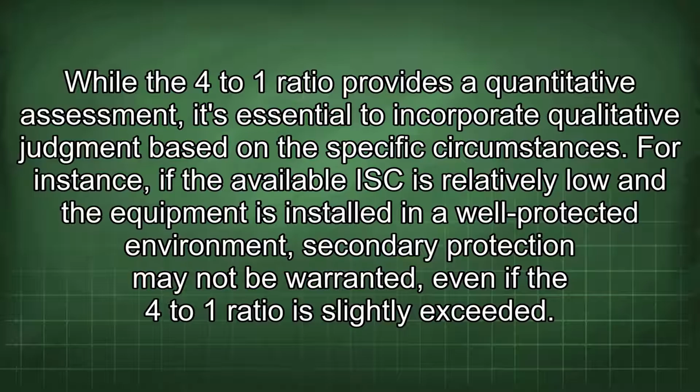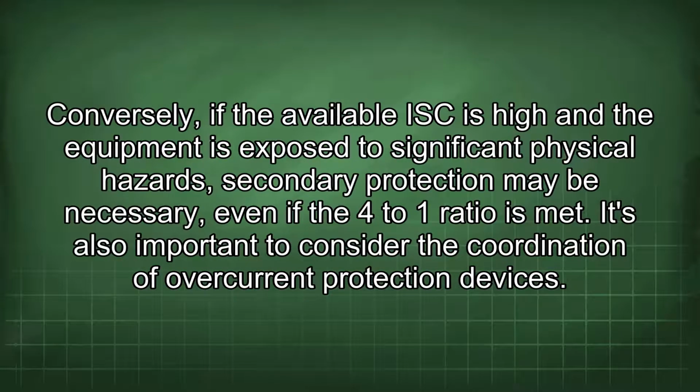While the 4:1 ratio provides a quantitative assessment, it's essential to incorporate qualitative judgment based on the specific circumstances. For instance, if the available ISC is relatively low and the equipment is installed in a well-protected environment, secondary protection may not be warranted, even if the 4:1 ratio is slightly exceeded. Conversely, if the available ISC is high and the equipment is exposed to significant physical hazards, secondary protection may be necessary, even if the 4:1 ratio is met.